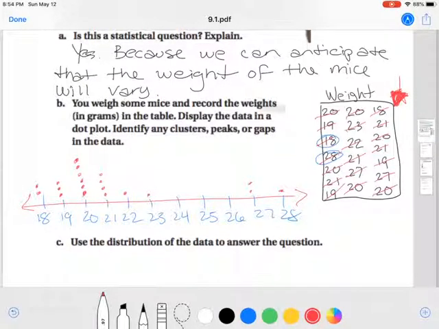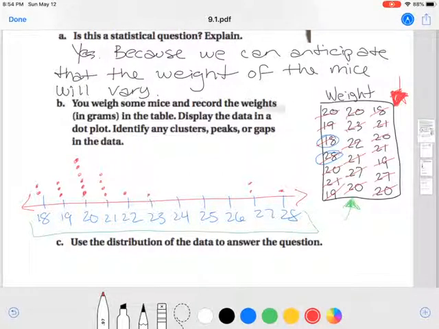So this is what a dot plot looks like. We have our range going all the way from 18 to 28. That's our range of numbers that are represented. And then every single number that's actually represented in this table over here, I put a dot on the dot plot, and that is why it is actually called a dot plot.